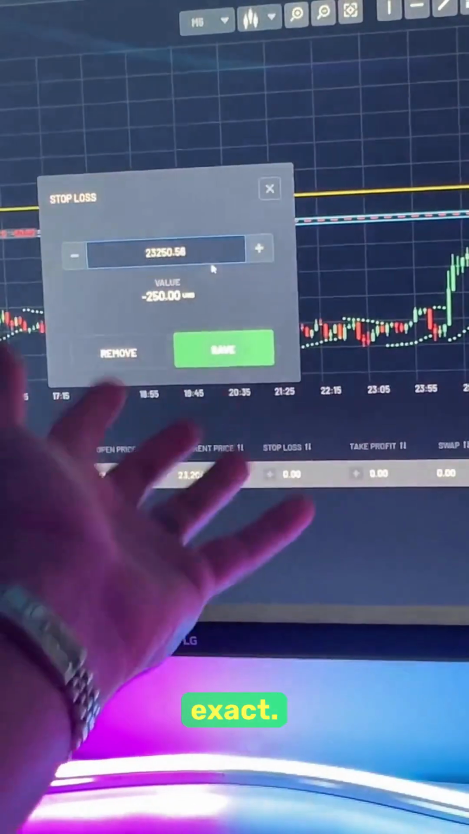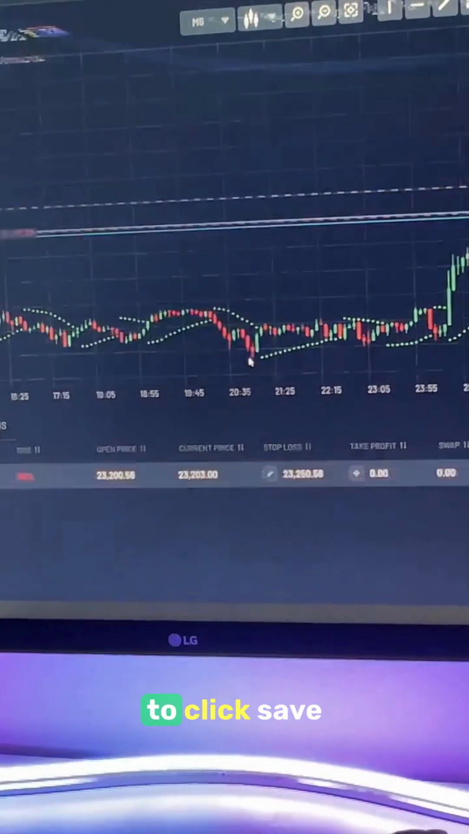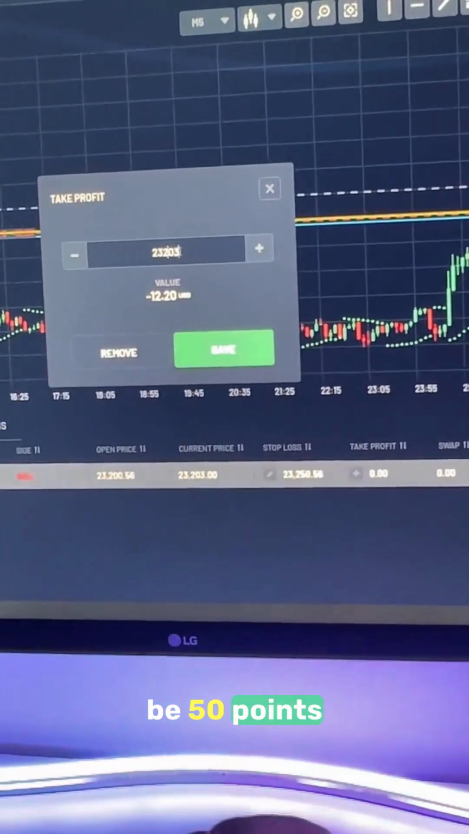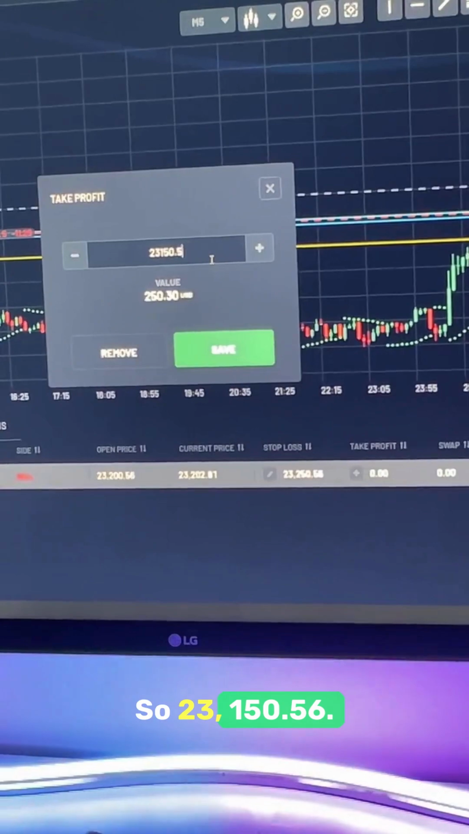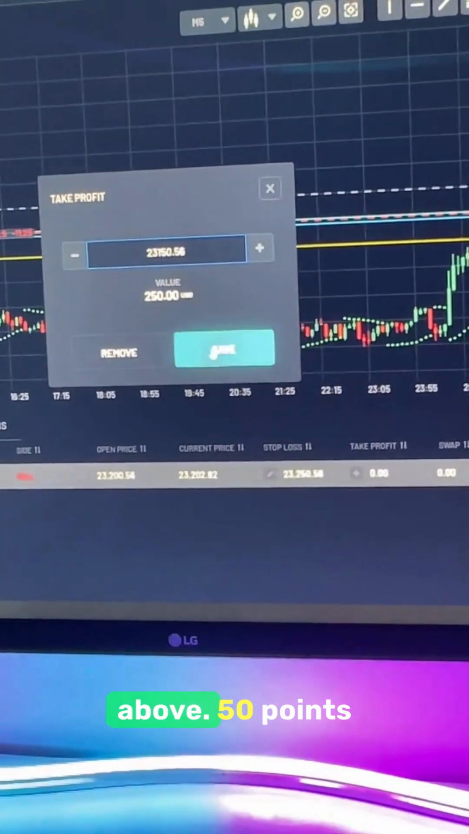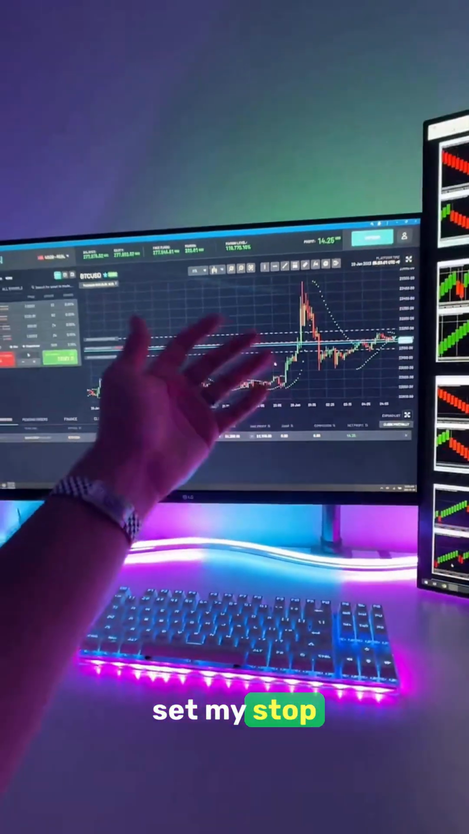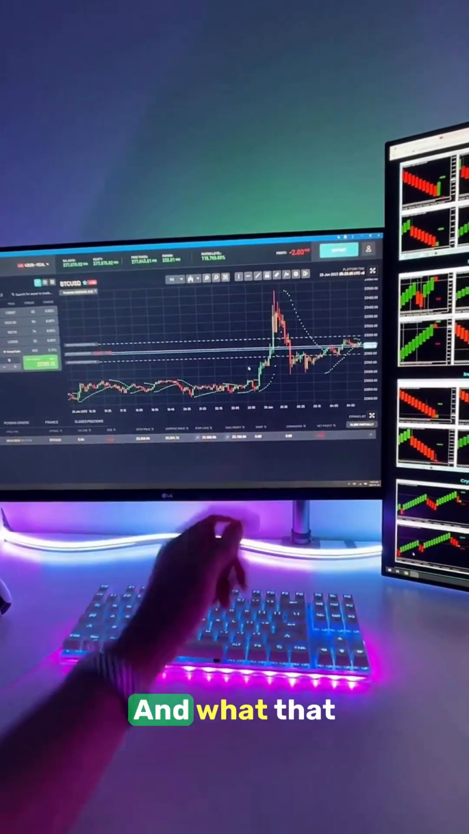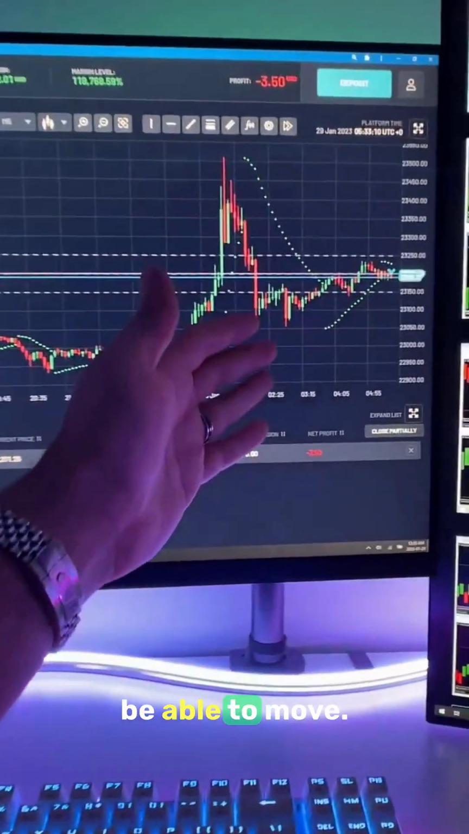23,250.56 just to be exact, and there's that 50 points for stop loss, and I'm going to click save right there, and take profit will be 50 points below, so 23,150.56. There we go. So 50 points above, 50 points below. You guys know what it is. That's how I set my stop loss and take profit. Always, it's 1-to-1 ratio. And what that does is it gives my trade enough room to be able to move.